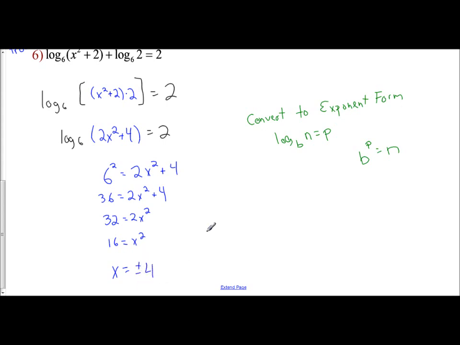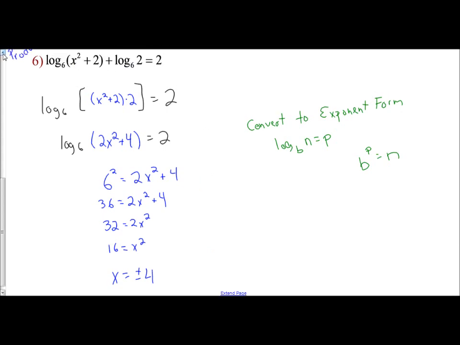I have to check my answers though. Here is the original expression. If I have x squared plus 2, if I plug in a positive 4, I get 16 plus 2, which is 18, which works. So we know the positive one works. If I plug in a negative 4, if I square negative 4, I get a positive 16 plus 2. That works. It's positive as well. And so both of these answers work and satisfy my definition of logarithms. So in this video, it was good to go over example number 6 because we had to recall how we convert to exponent form when we have one logarithm for solving.